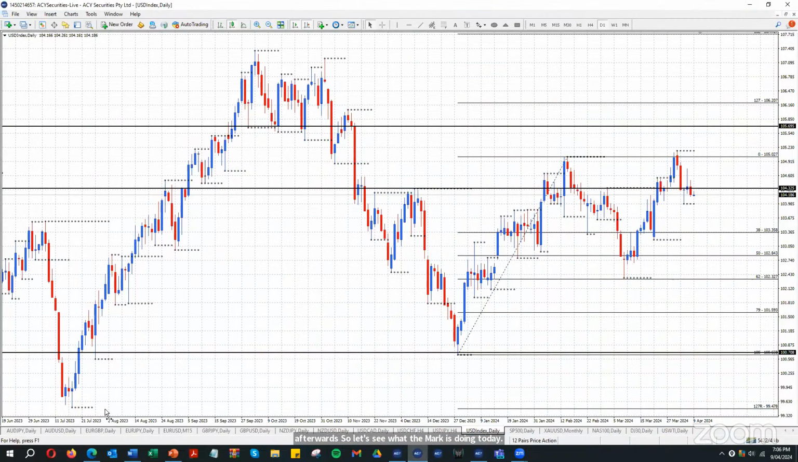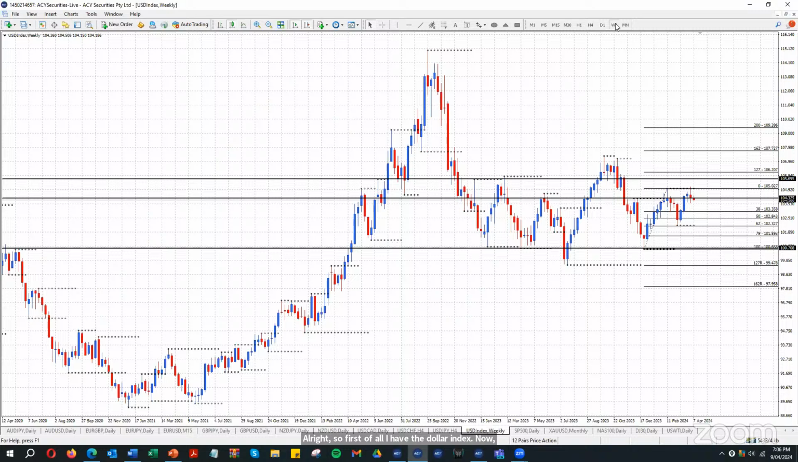All right, so first of all, I'll have the dollar index. Now, this is my day chart. If we go to the weekly chart, the trend is actually up on the weekly chart, although we've had a bit of a nasty reversal. We did move to a fresh high, and then we had an outside down week.